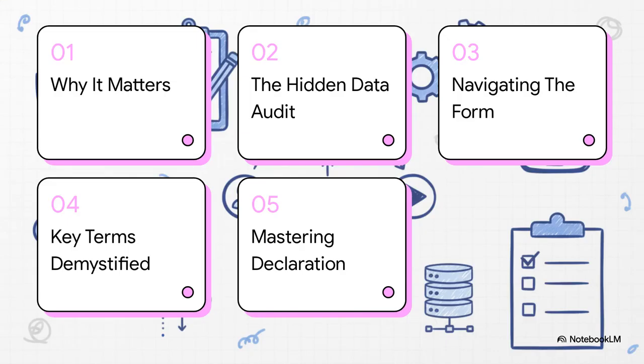So, how are we going to tackle this thing? We've broken it down into 5 straightforward sections. First, we'll cover why this form even matters. Then we'll go on a hunt for the hidden data you might not even know you're collecting. After that, we'll walk through the form itself, clear up some key terms that trip people up, and we'll wrap up with some pro tips to help you master your declaration.